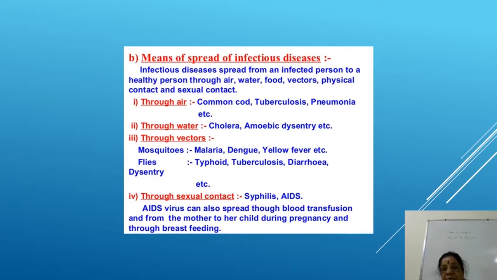I hope you could follow this. Then through sexual contact, they are called sexually transmitted diseases, such as syphilis and AIDS. The AIDS virus can also spread through blood transfusion, and from mother to her child during pregnancy and through breastfeeding. I hope you are able to follow.